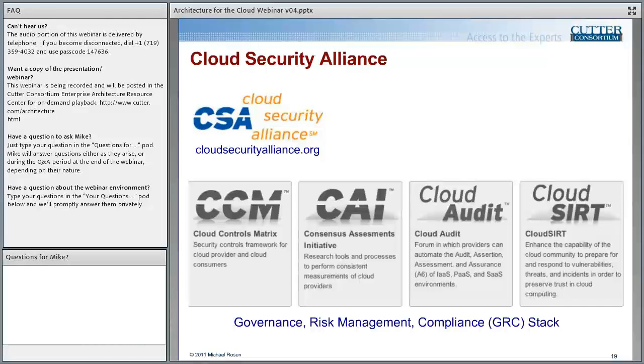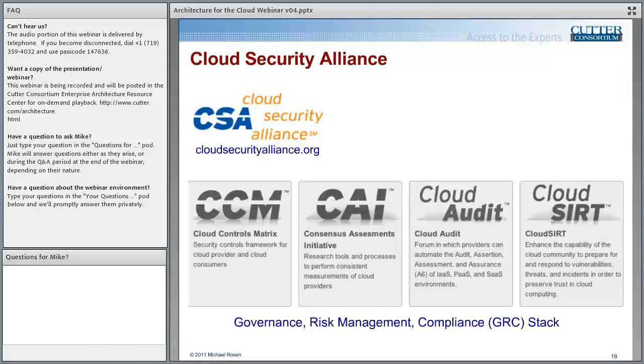And then CERT is Security Incidents Response Team. There's an Internet CERT, and the idea here is to have a cloud CERT, so an incident response team that's supported by the major cloud providers to prepare for and respond to vulnerabilities and threats and incidents so that they can preserve the trust in cloud services. So this is certainly something that you want to look into.